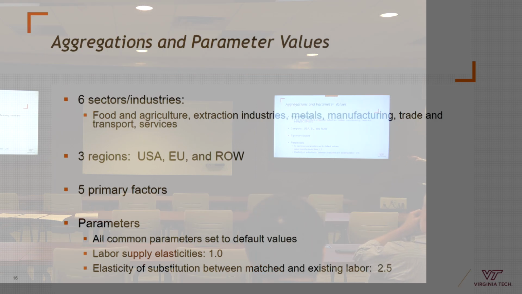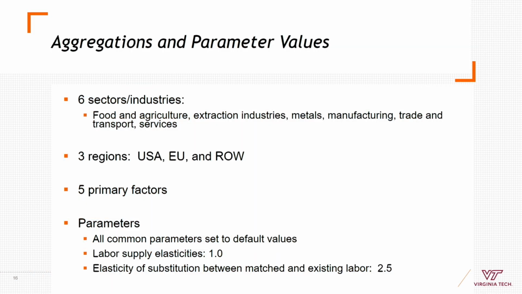Okay, so just a little more detail on this simulation. So again, I've got 6 industries. I'm going to have 3 regions: U.S., EU, rest of the world. I don't aggregate any of the primary factors, so you've got land, labor, capital, skilled and unskilled labor. All the common parameters are set to their default levels that are in the GTAP database.